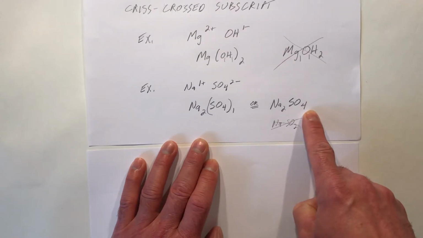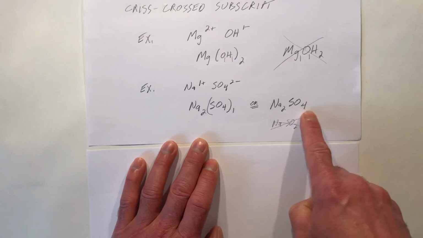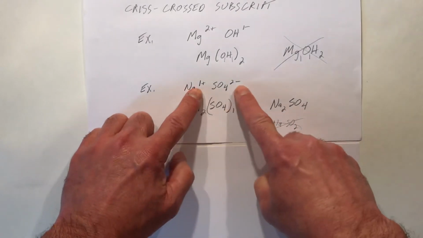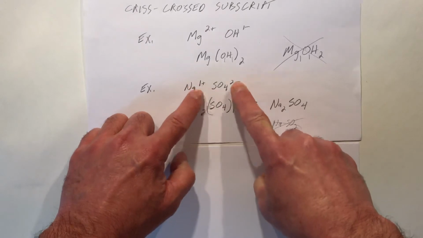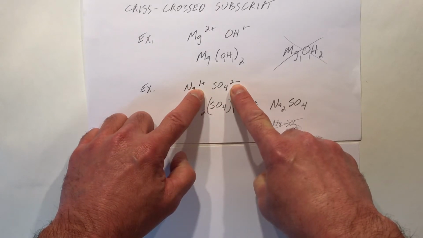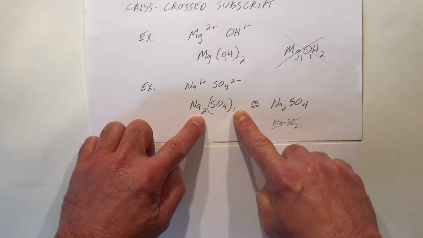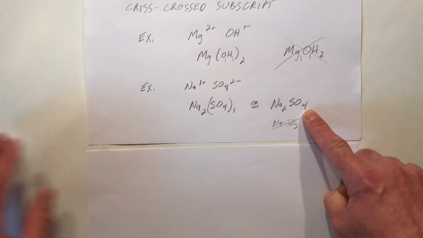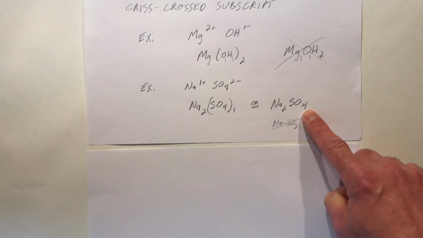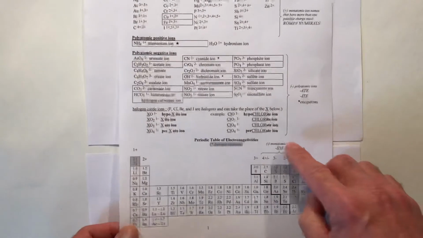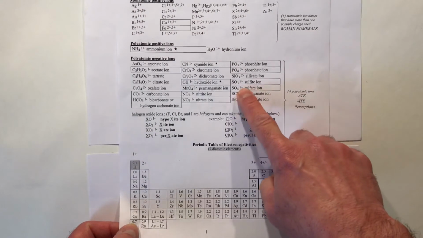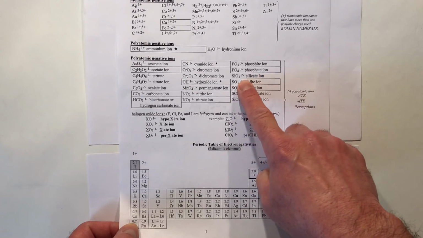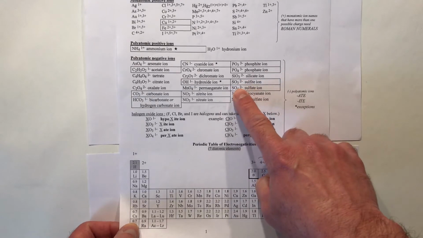Now you might be tempted to start reducing the 2 and the 4, but be careful, you can't do that. The only numbers that can be reduced are the numbers that we're crisscrossing. So the only candidates for being reduced are the 1 and the 2, and of course 1 and 2 don't reduce. Numbers that are already on the bottom, the subscript numbers in the formula for a polyatomic ion, like the 4 in SO4 2 minus or the 3 in SO3 2 minus, numbers like that can never be reduced. They have to be in there.